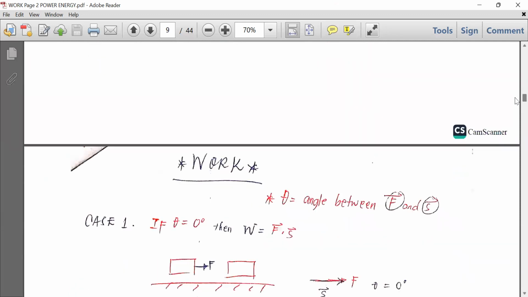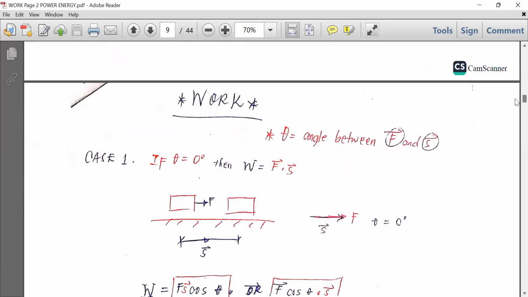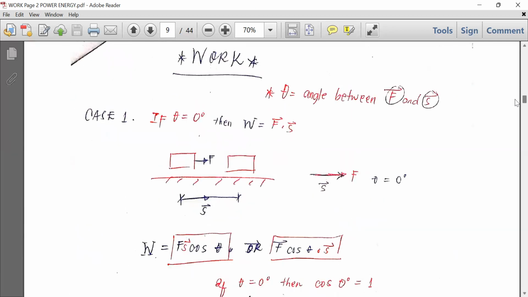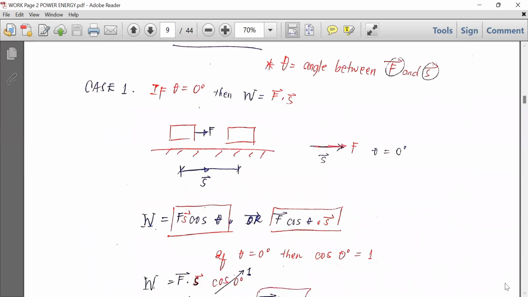Before we solve this, let's discuss the different cases. If you want to solve that kind of problem, you need to consider the different cases. For example, if your force is in the same direction as the displacement, the formula you're going to use is W equals Fs.